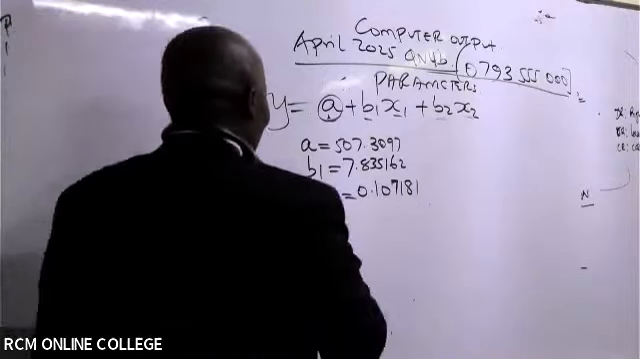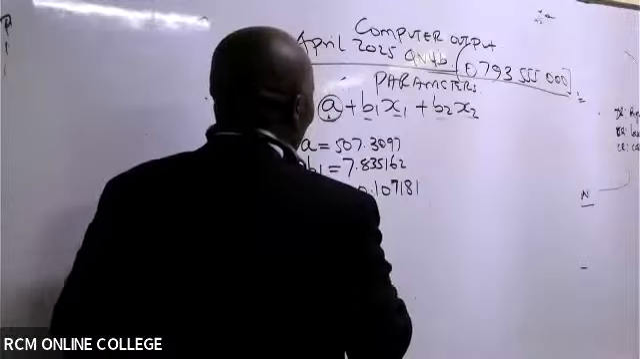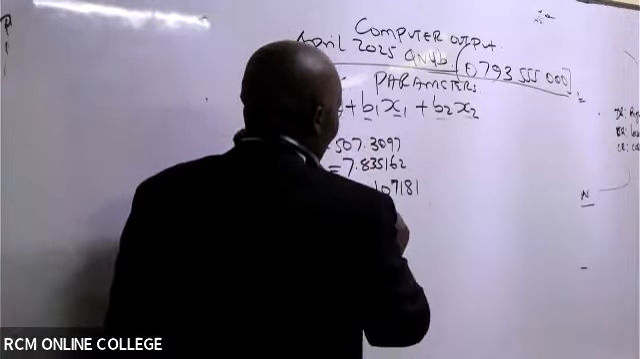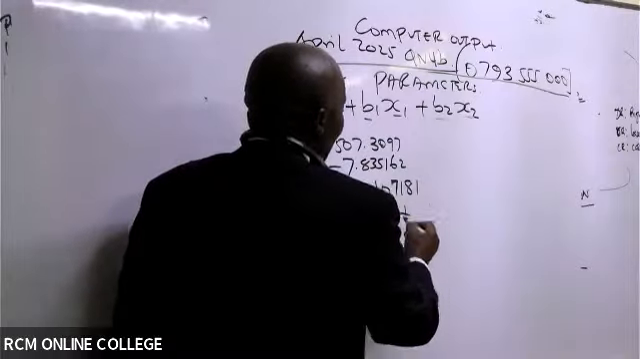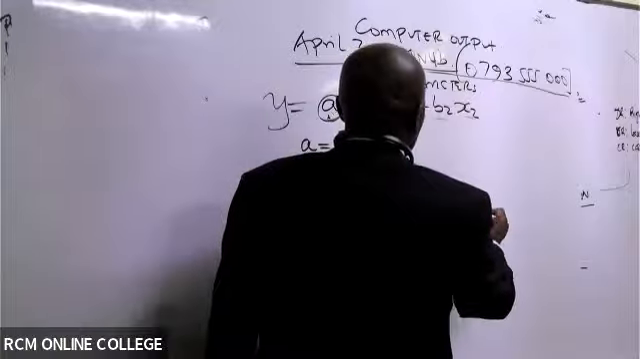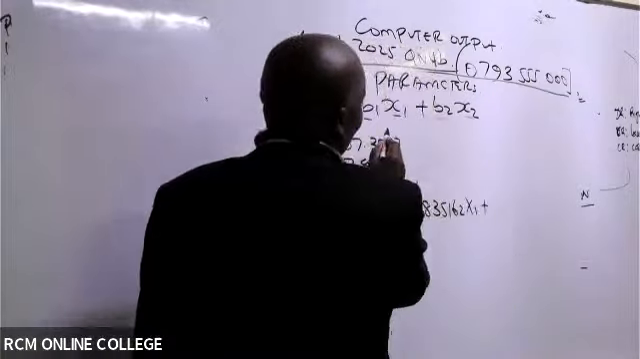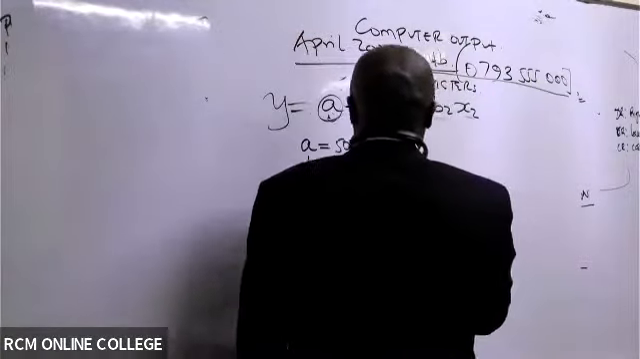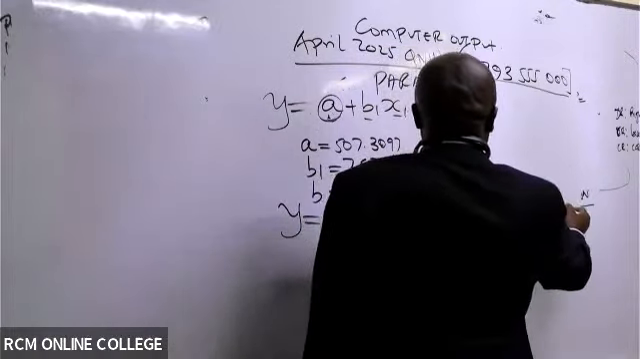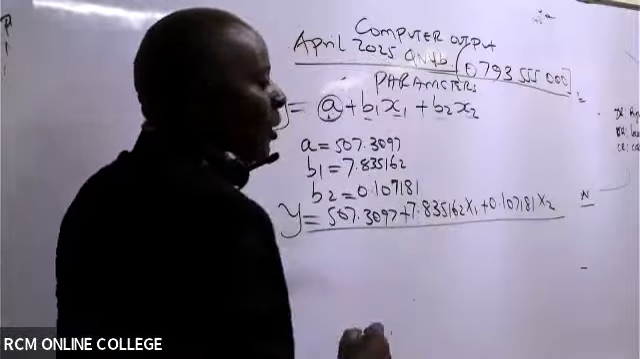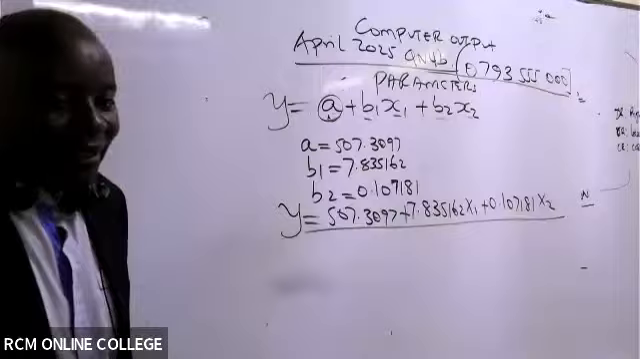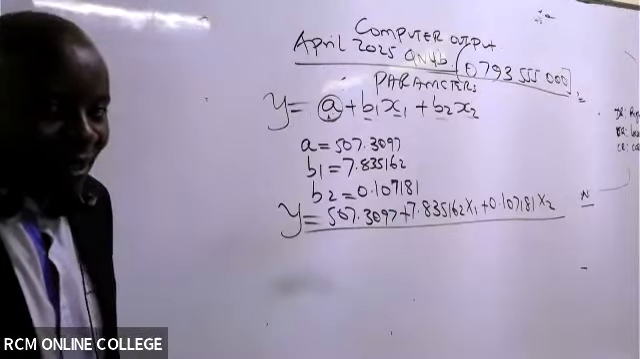Don't want that. So y will be equal to a. So I'm now plugging in 507.3097 plus b1 7.835162 x1, isn't it? Plus b2 is 0.107181 x2, like that. And then you have got how many marks for yourself? 2 marks.